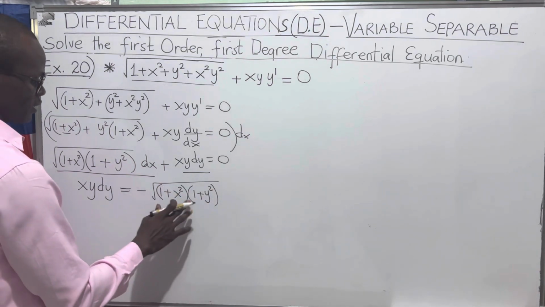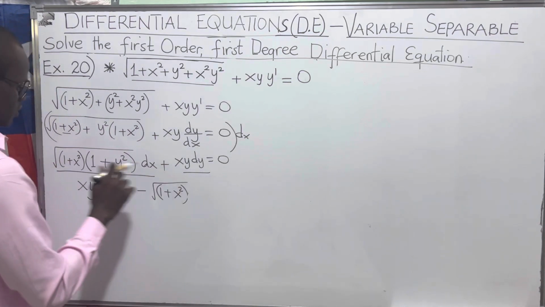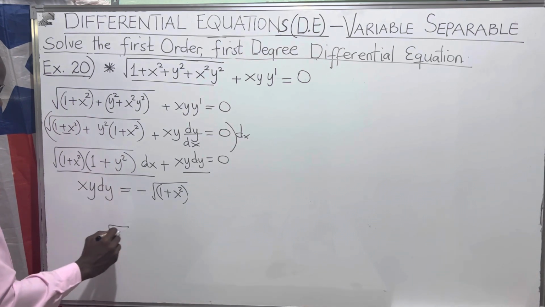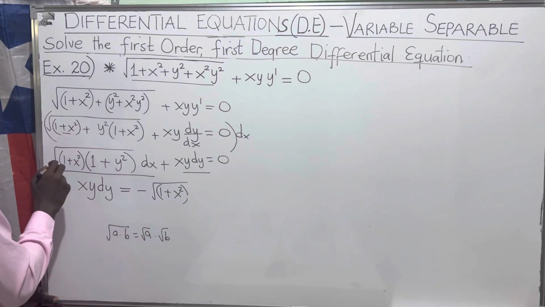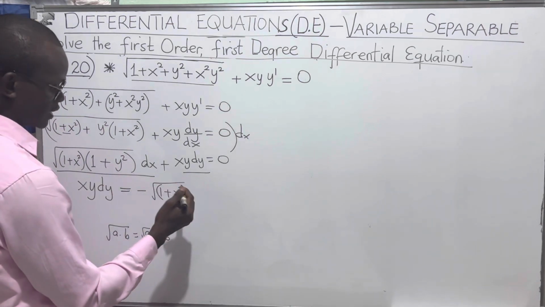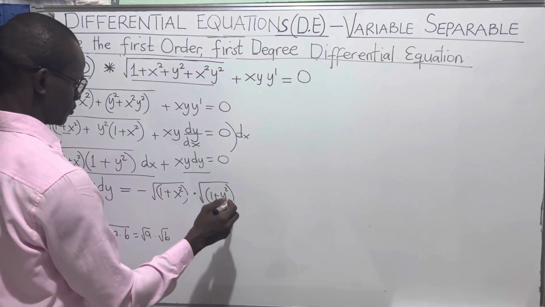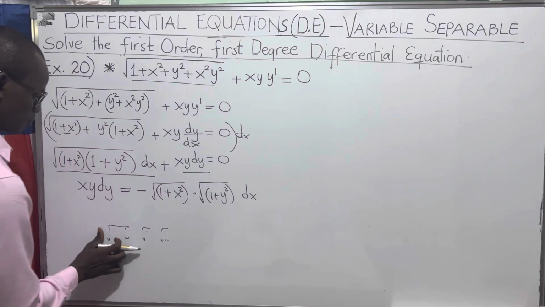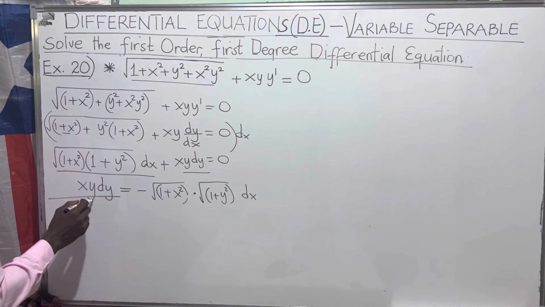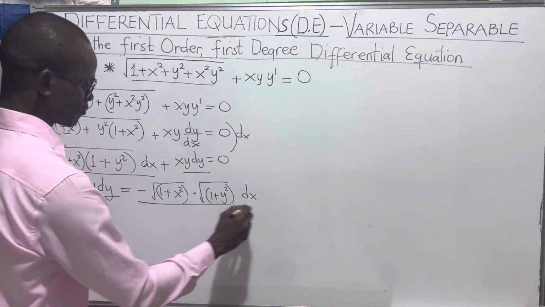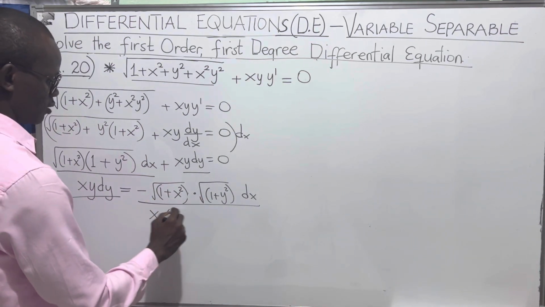Now this 1 plus x squared and 1 plus y squared, let's just go faster. When you have the root of a times b, you can rewrite it as the root of a times the root of b. So we can allow each of them under their own radical. So we have 1 plus y squared times dx. Since this is dy, all we need right here is only y. So this x, we divide both sides by x. When this is the x, we need only x. So we need to get rid of this one.